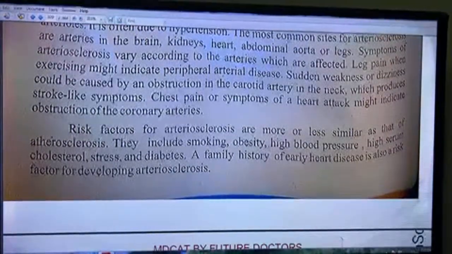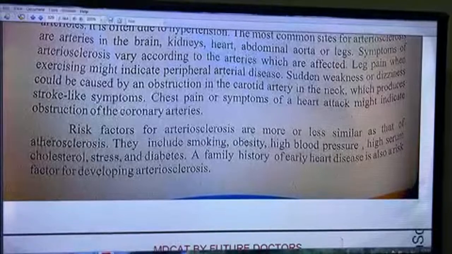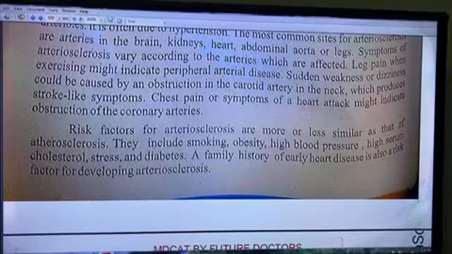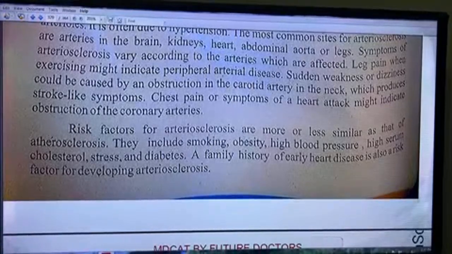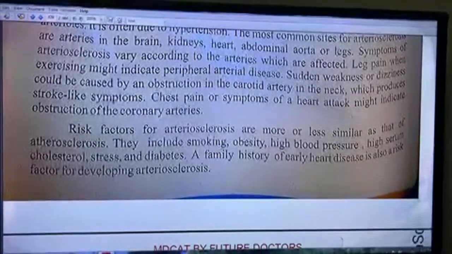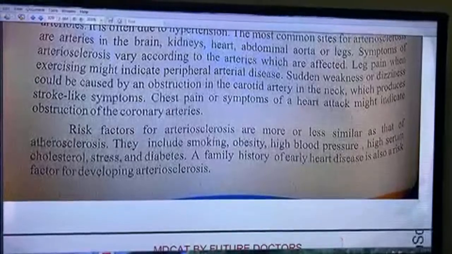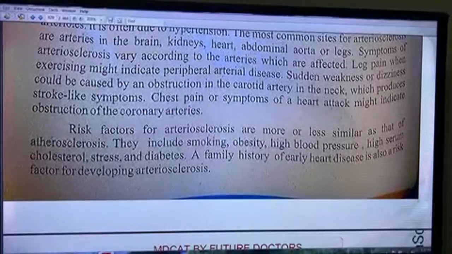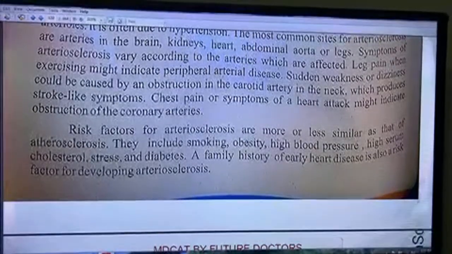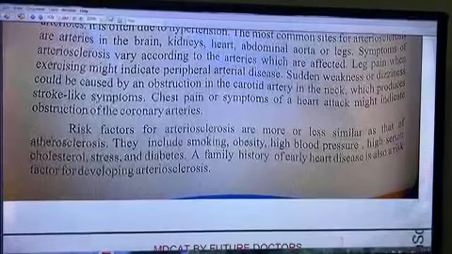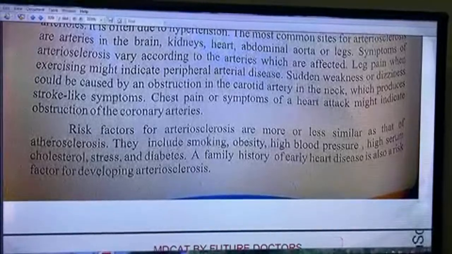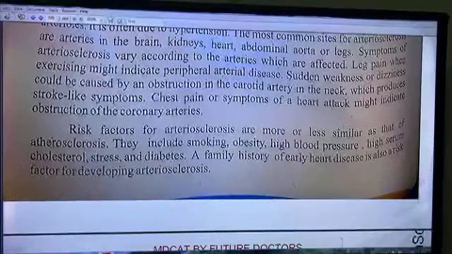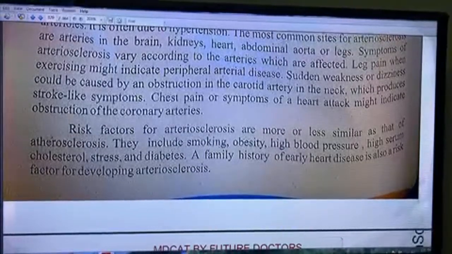Symptoms of arteriosclerosis vary according to the arteries which are affected. Leg pain when exercising might indicate peripheral arterial disease. Sudden weakness or dizziness could be caused by an obstruction in the carotid artery in the neck, which produces stroke-like symptoms. Chest pain or symptoms of heart attack might indicate obstruction of the coronary arteries.